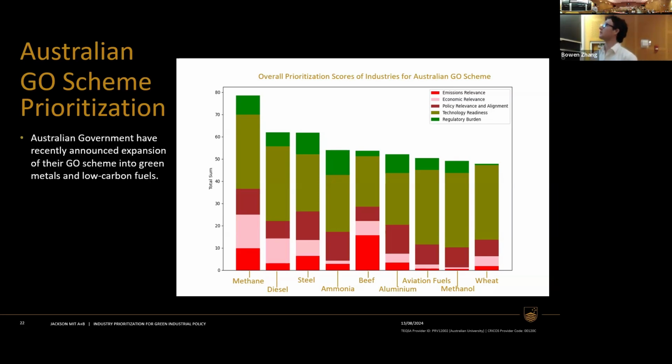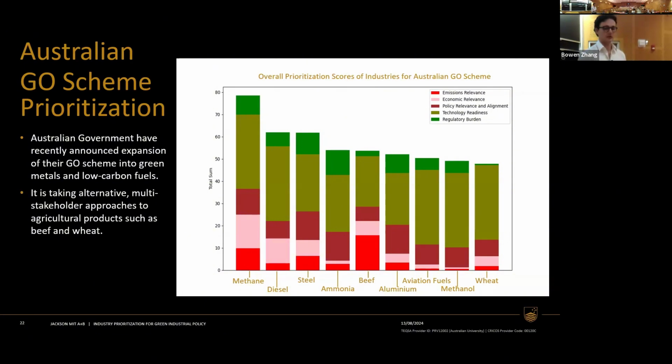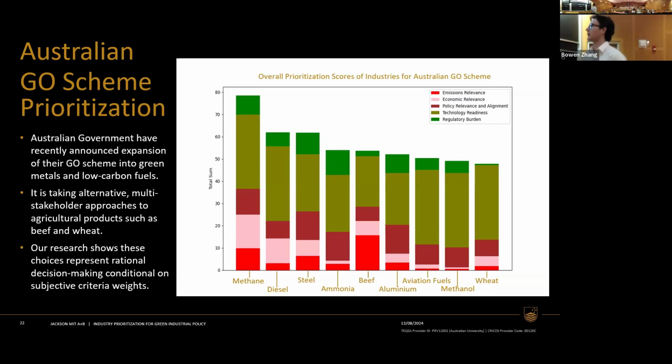So based on this information, the Australian government has announced expansion into green metals and low carbon fuels. It's taking alternative multi-stakeholder approaches to agricultural products, such as beef and wheat. It's quite difficult to create these pieces of policy for those, as you can see from the quite low scores in regulatory burden. And finally, we think that our research shows rational decision-making conditions for subjective criteria, and tries to make policymakers' decisions more transparent.